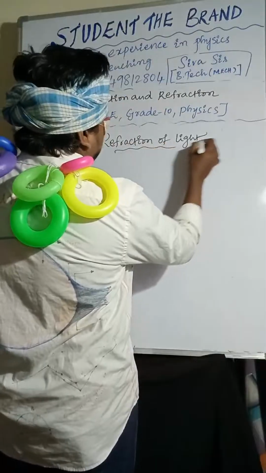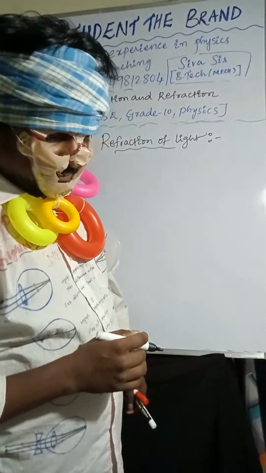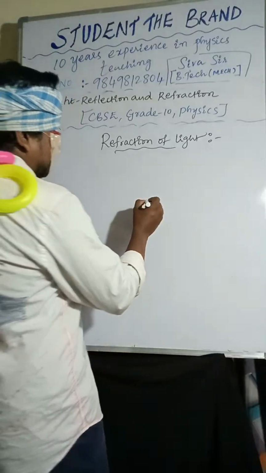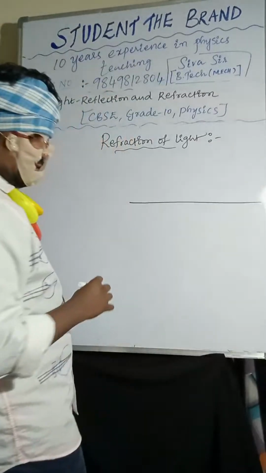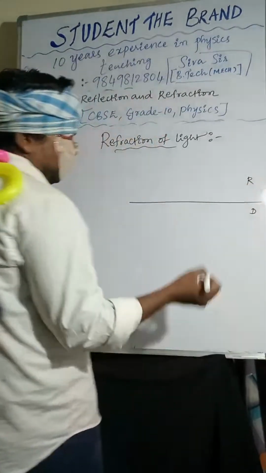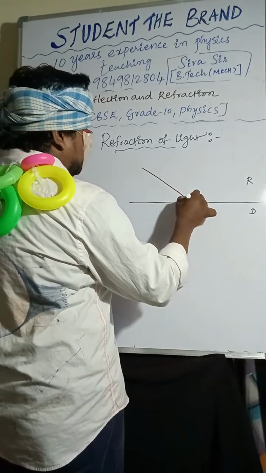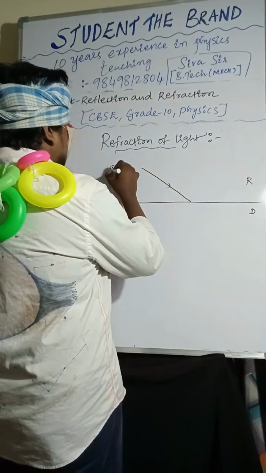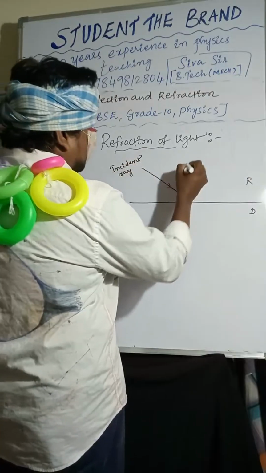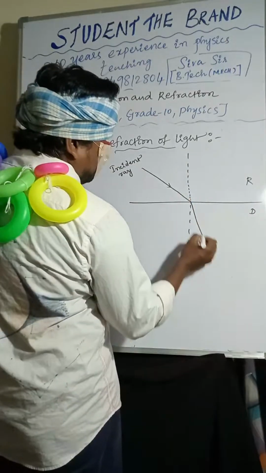When the light ray is passing from one medium to another medium. I'm considering a rarer medium and a denser medium. The light ray is moving from rarer to denser. So I'm taking this incident ray, and I'm considering this the normal line. So this is the refracted ray.